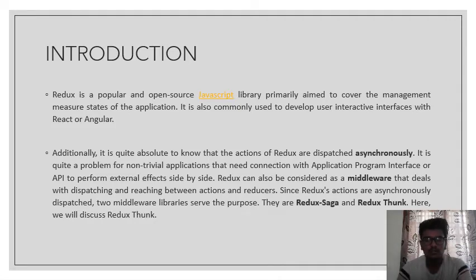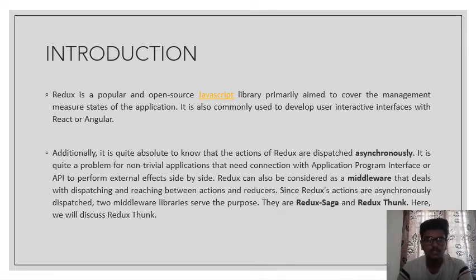Redux can also be considered as a middleware that deals with the dispatching between actions and the reducers. Since Redux actions are asynchronously dispatched, two middleware libraries serve the purpose. They are Redux Saga and Redux Thunk. Here we will discuss Redux Thunk.